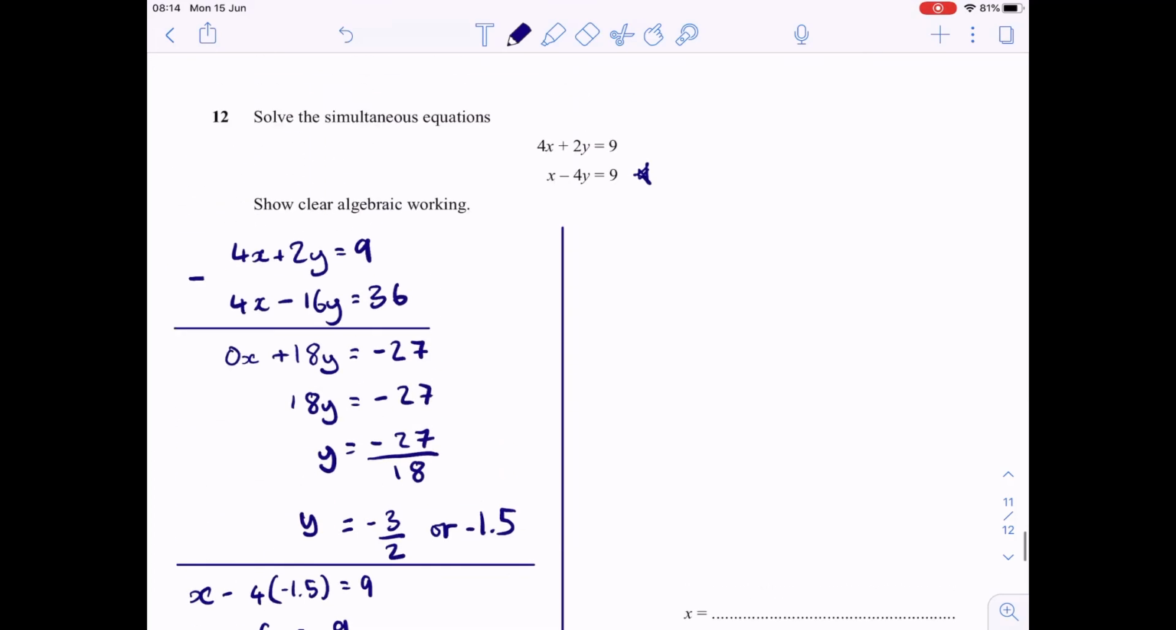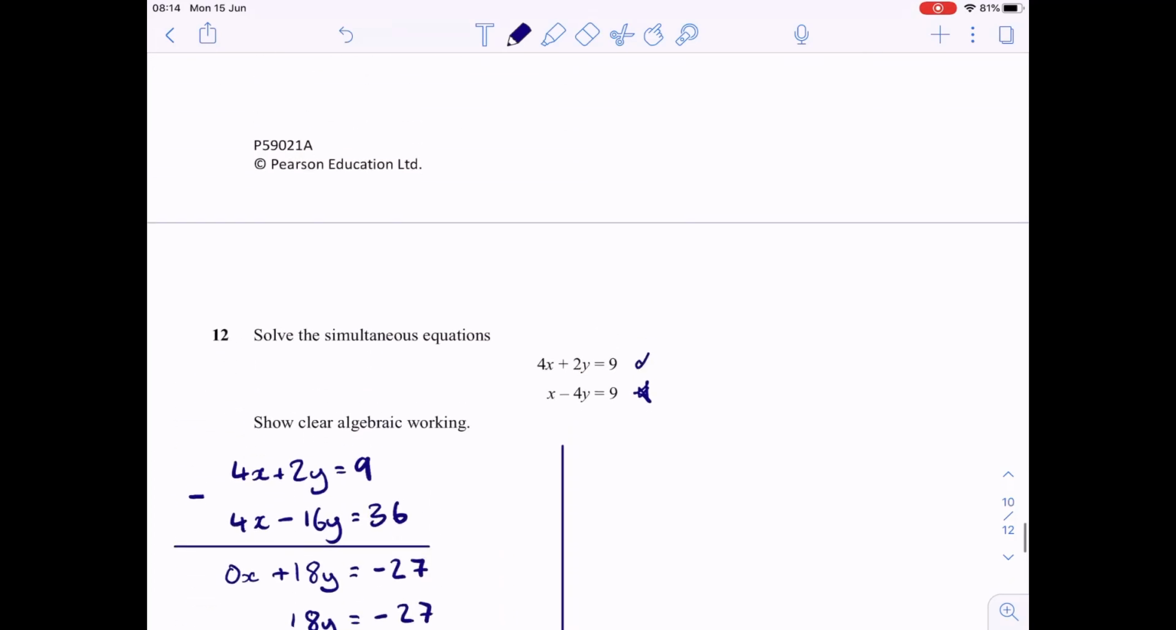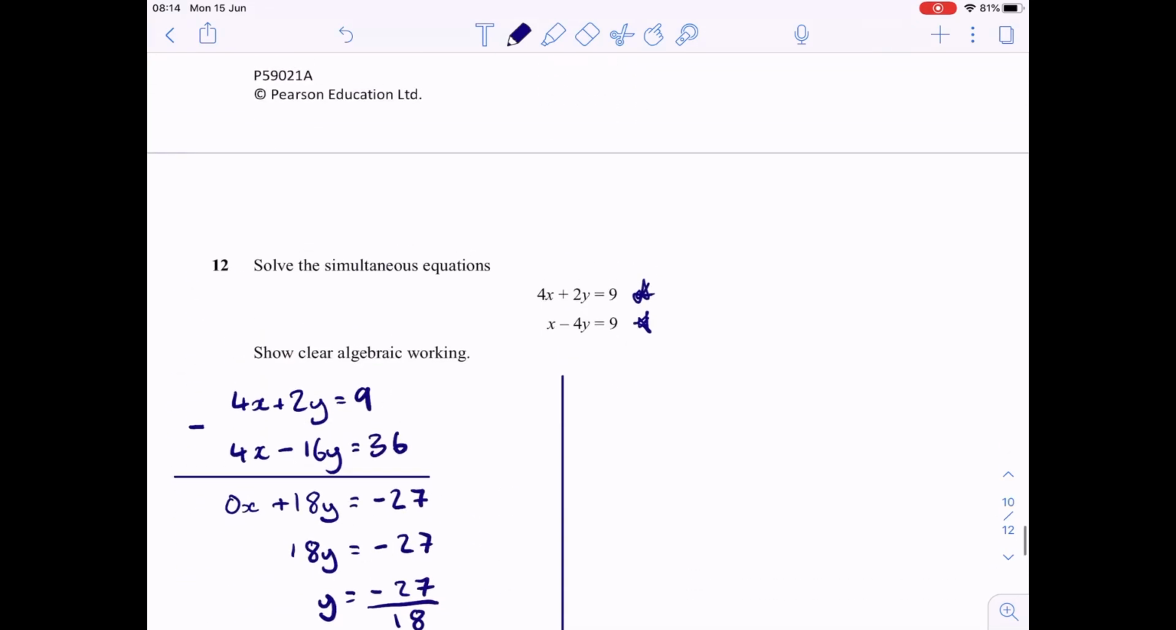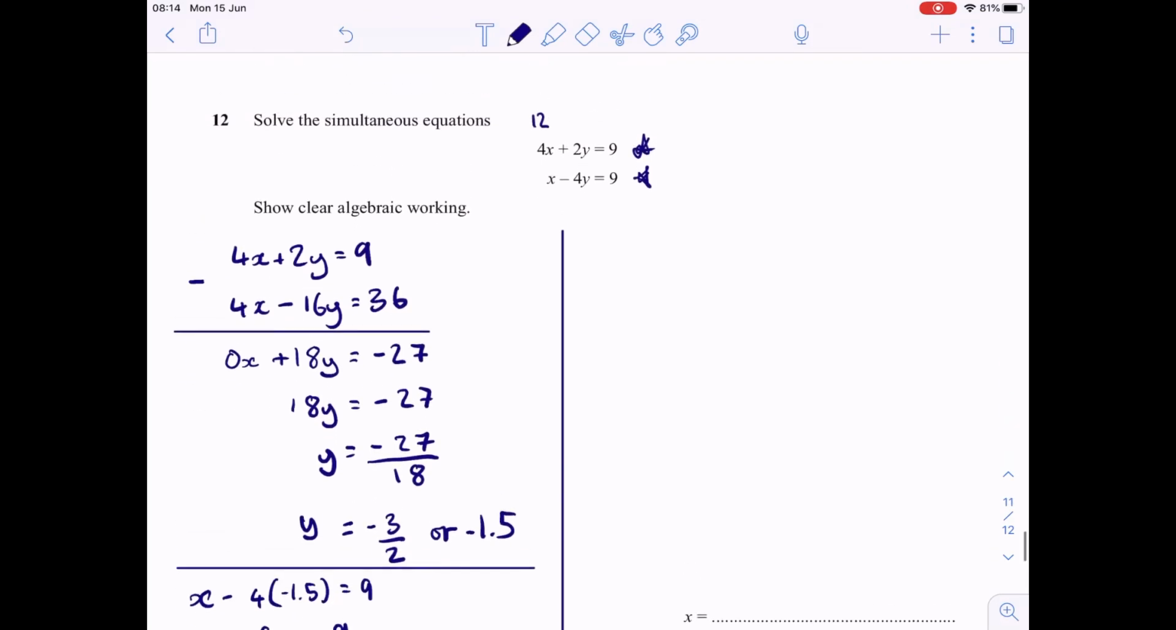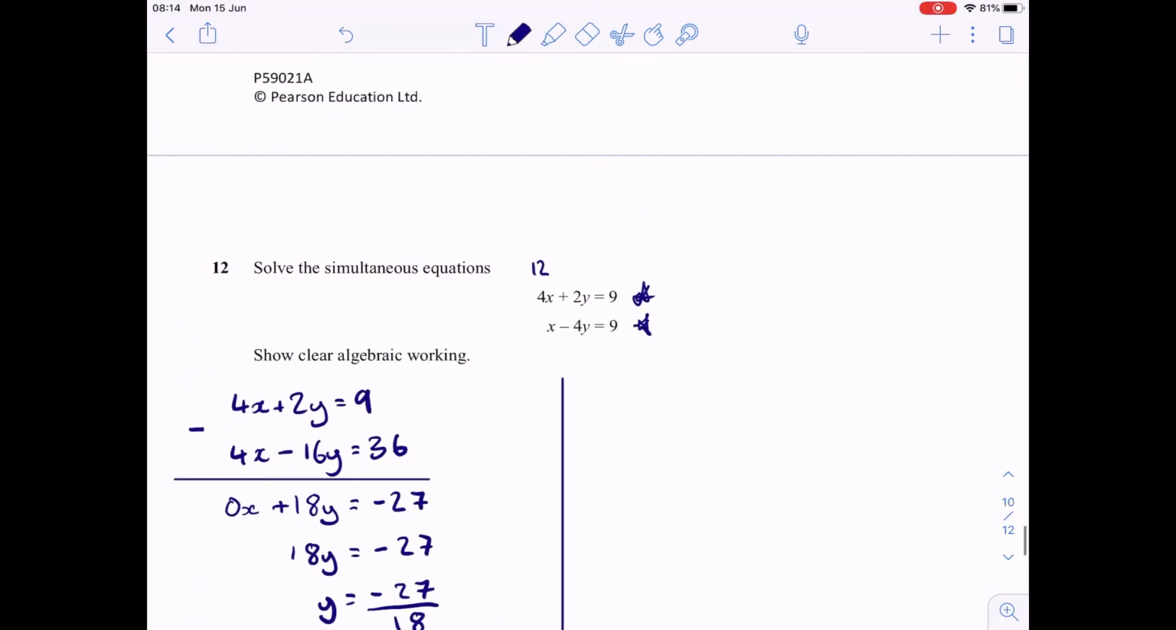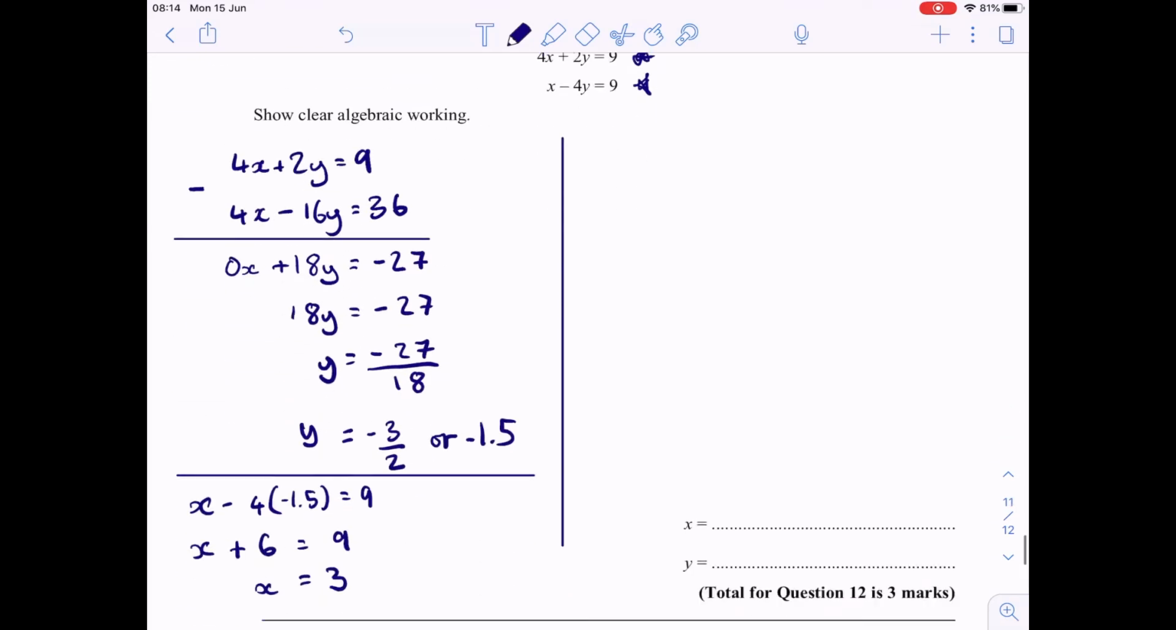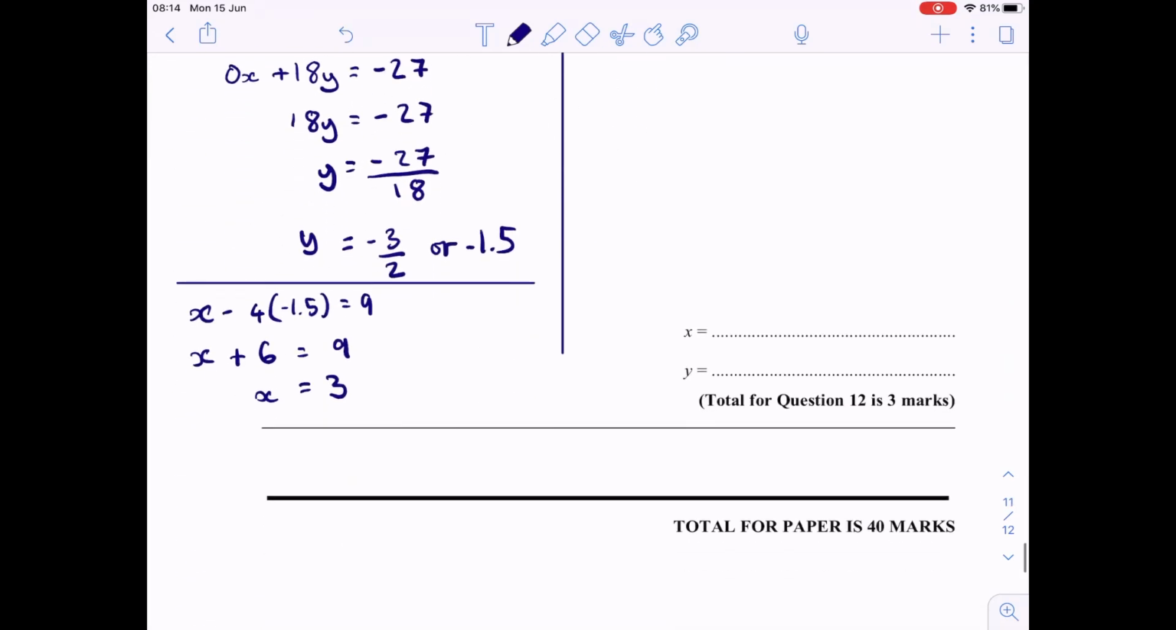Now before I lock these in, I'm just going to check that these both work in our other equation. So if x is 3, this will be 12. And if y is minus 1.5, 2 times 1.5 is 3, so this is going to be minus 3. And that does equal 9, so I'm happy with that. So I'm going to lock in my answers of 3 and minus 1.5.